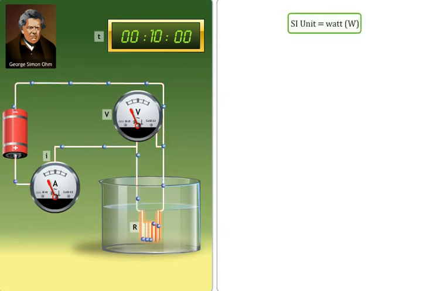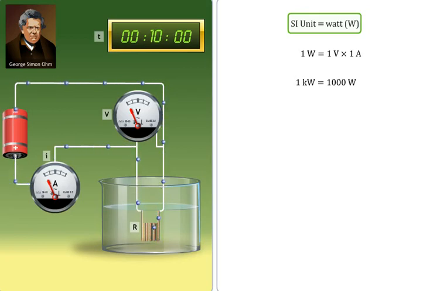The SI unit of electric power is watt and is denoted by W. 1 watt is the power consumed by a conductor having a potential difference of 1 volt across its ends when the current passing through it is 1 ampere. As watt is a small unit, for commercial purposes, we use a bigger unit, kilowatt. A kilowatt is equal to 1,000 watts.